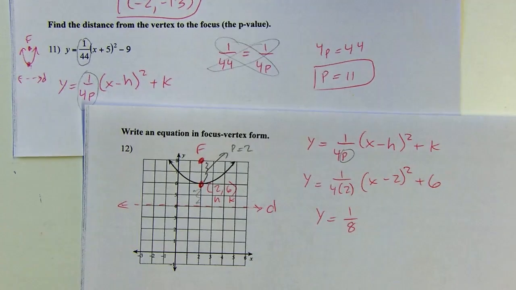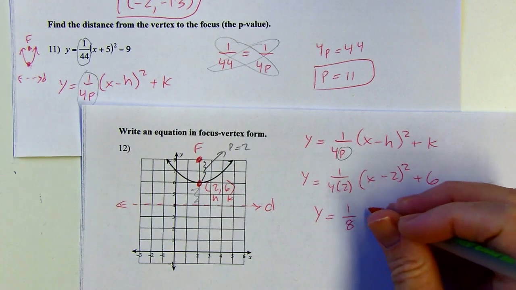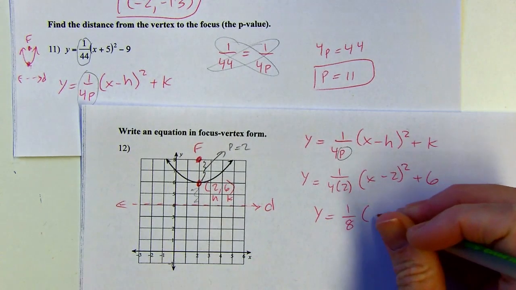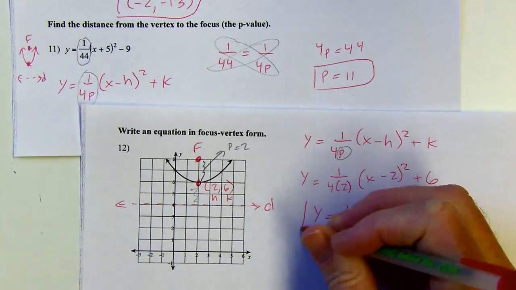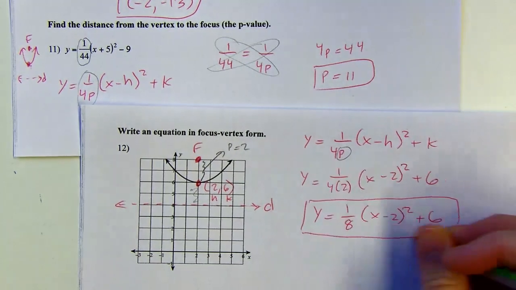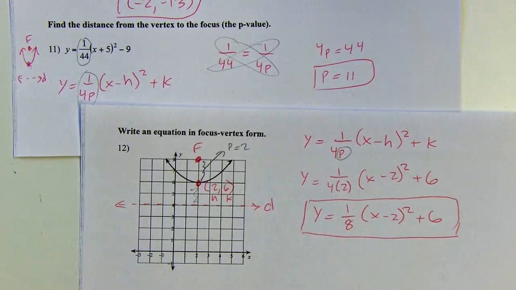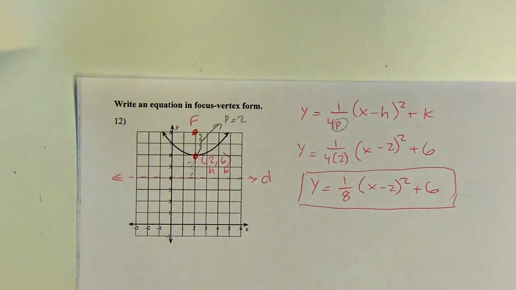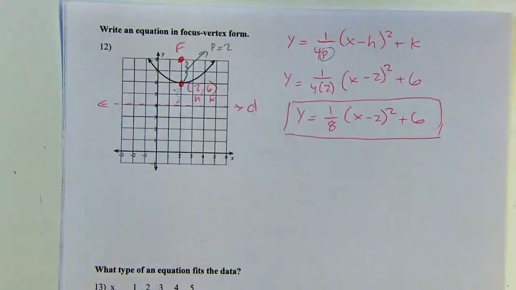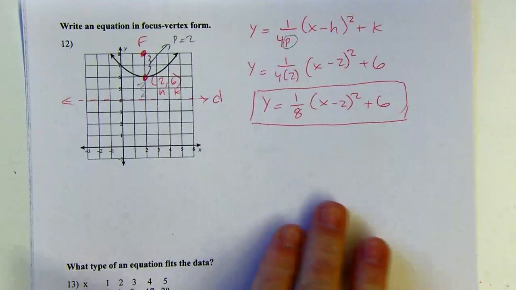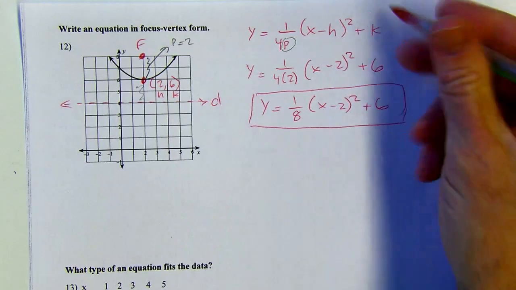Let me check my answer sheet. Okay. So I've got to fix my answer sheet then too, because I just guessed where the focus and directrix were going to be. All right, so here we go. Okay, next problem. And you could mess around with this. You could FOIL this and then distribute the 1/8 and put it in standard form. But I'm leaving this in focus vertex form, so in this format.